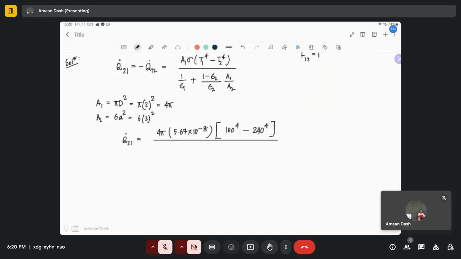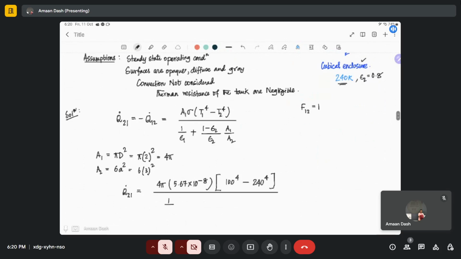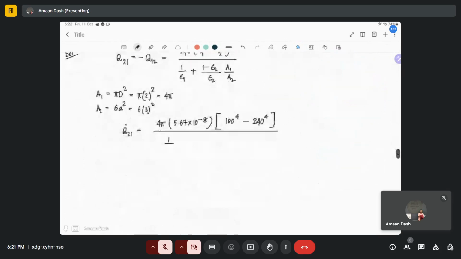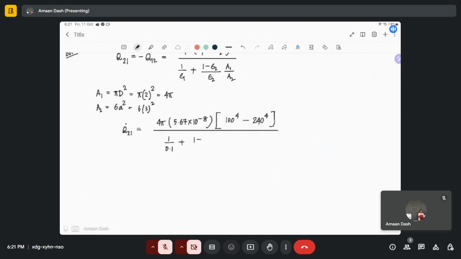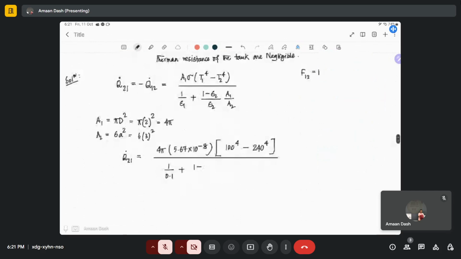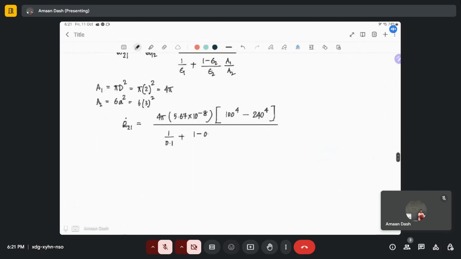Because we have taken this A1 to the top. From here, A1, if it will be there, epsilon 1 A1, then I have taken it common and taken to the numerator. So this will be A1 by A2. So first we have to calculate A1 and A2. So A1 is the surface area of the sphere.